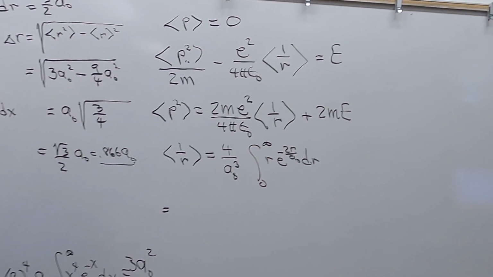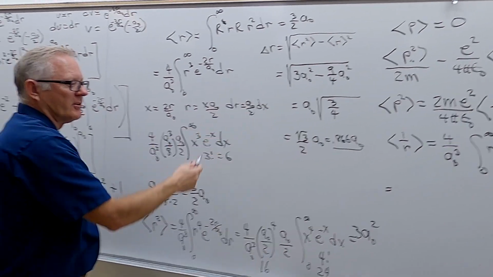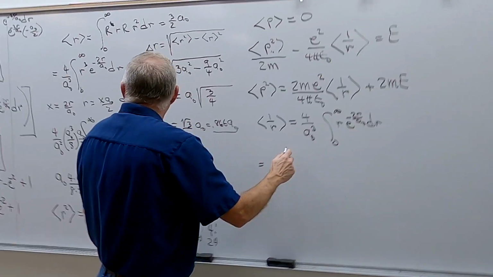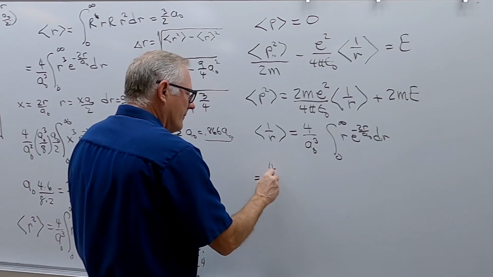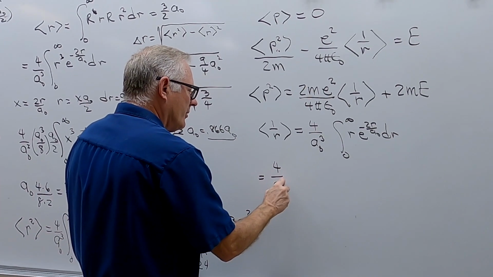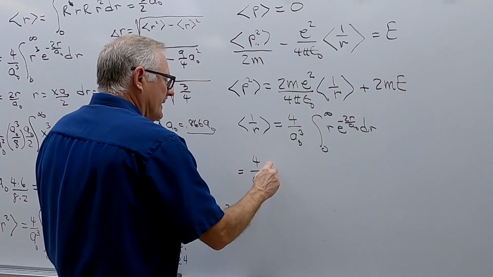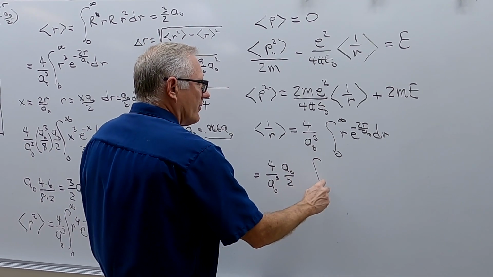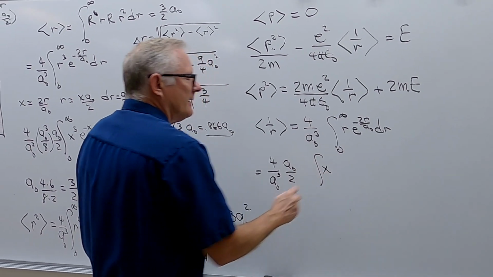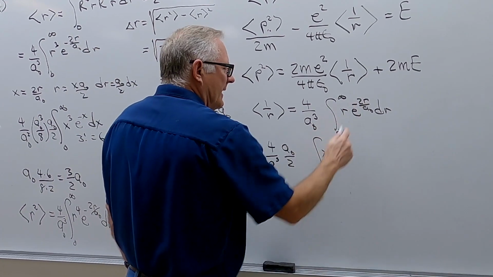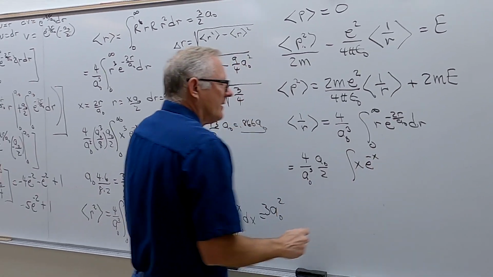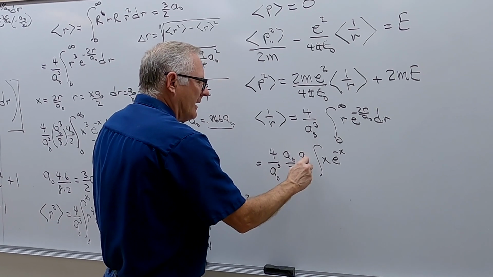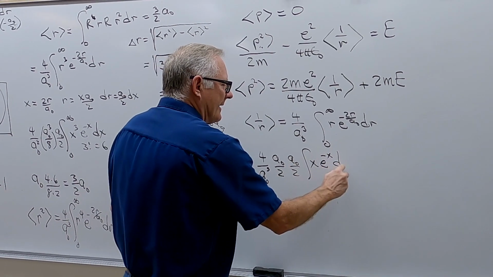Okay, now again we can use this same stuff, turn it into x's. We replace r, we bring out an a naught over 2, so we got 4 over a naught cubed. Then r gives me a naught over 2. We have the integral, we have an x. Then we have an e to the minus x. Then we have a dr, which is a naught over 2, another a naught over 2, dx.